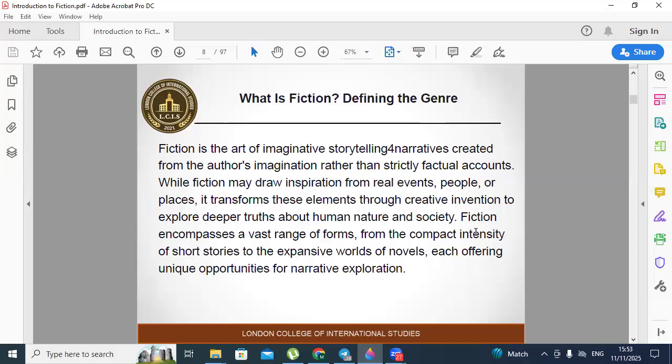Fiction encompasses a vast range of forms. The compact intensity of short stories, typically under 10,000 words, offers focused exploration of single effects or moments. Novellas provide mid-length development. Novels allow expansive worlds with complex plots, multiple characters, and intricate themes developing over hundreds of pages.